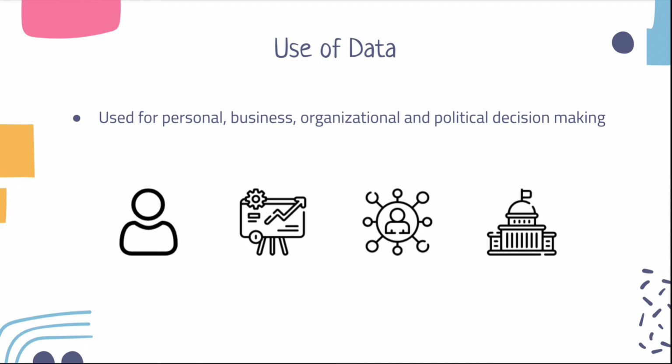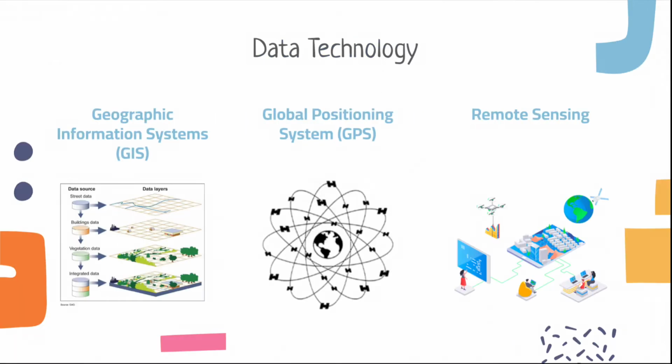Data can be used for many purposes. It can be used for personal, business, organizational, and political decision making. Data technology is used to gather geographical data. Geographic Information System, GIS, is the computer system that stores, analyzes, and displays information from multiple maps or datasets. The Global Positioning System, GPS, is the use of satellites to determine absolute location. Lastly, remote sensing is collecting and analyzing physical information from a remote distance.